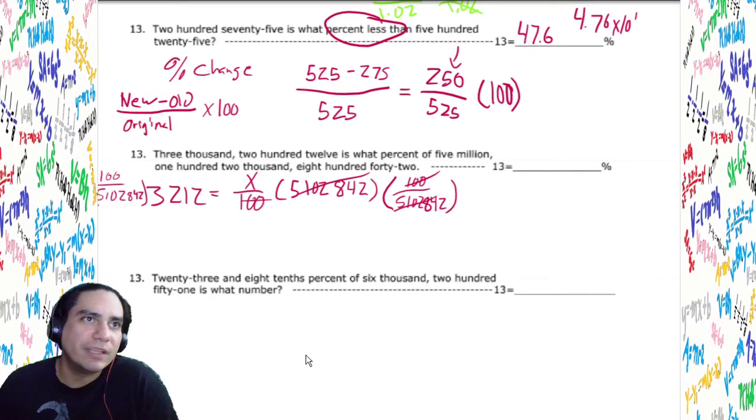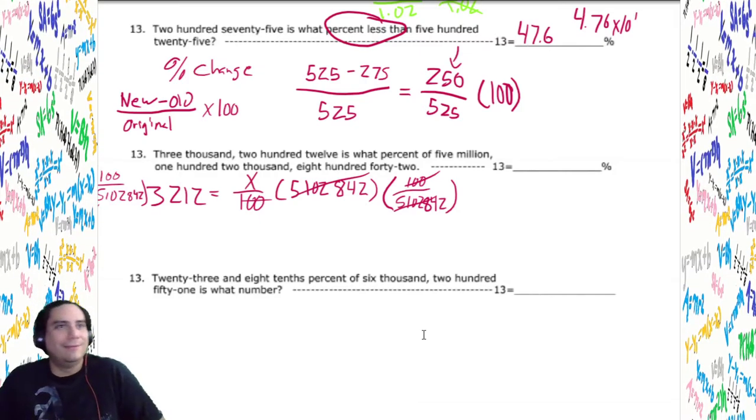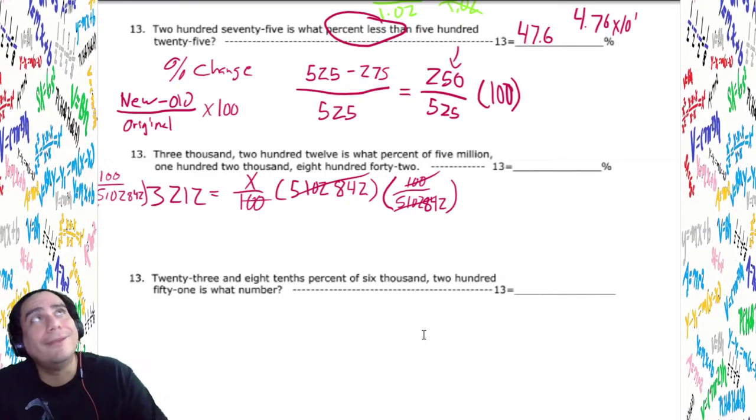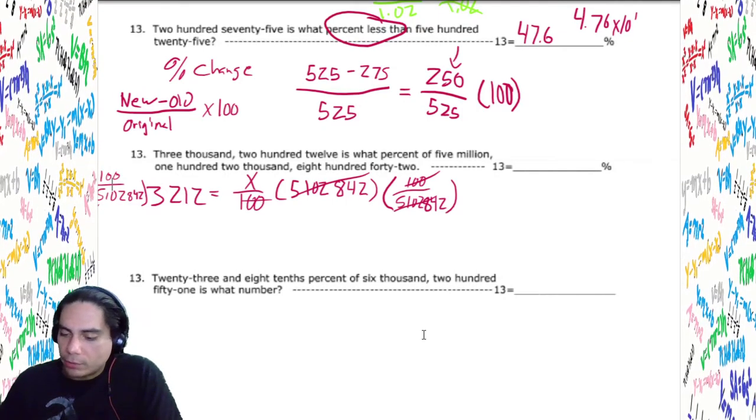All right, and these are supposed to be 100s. Let me close these off. They look like 6s. I know what they mean. Now they look like a little bit of the eyes. I'm looking around up there, you know what I'm saying? Anyways.